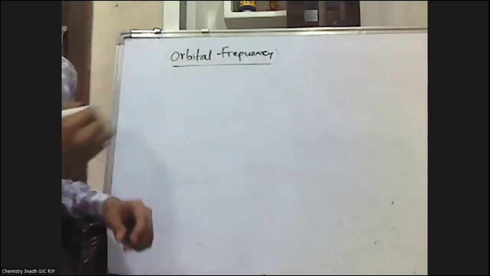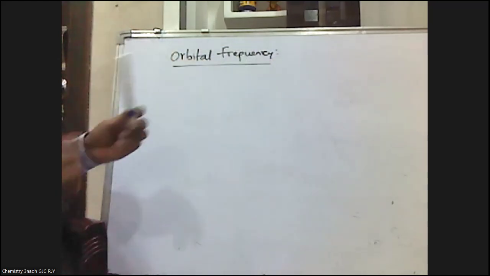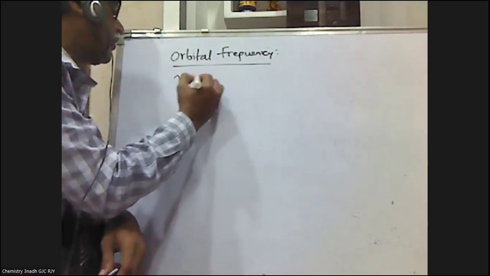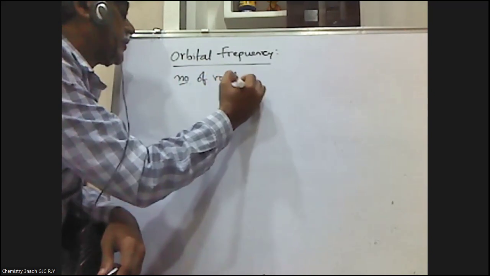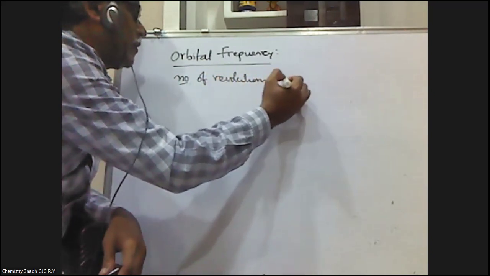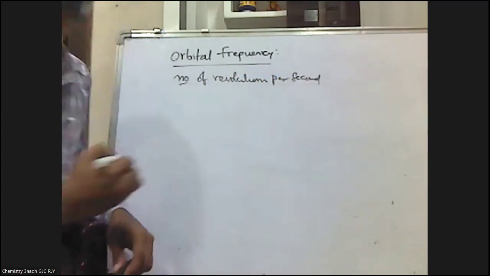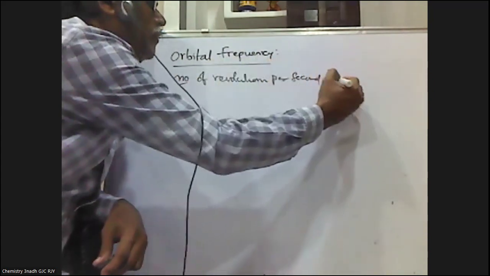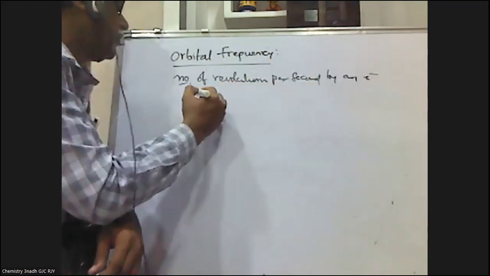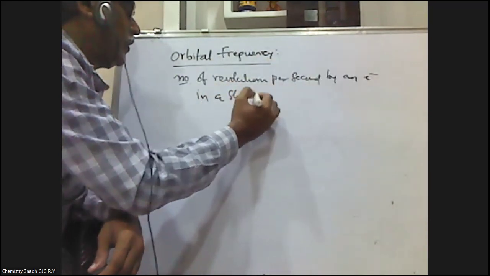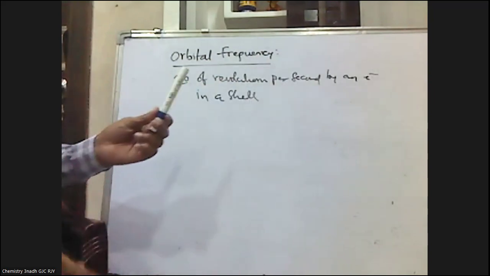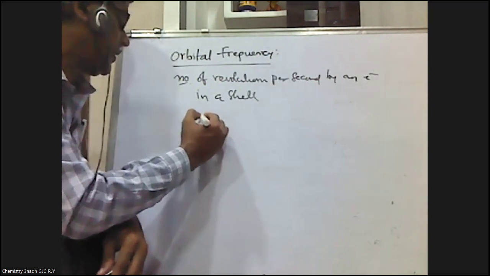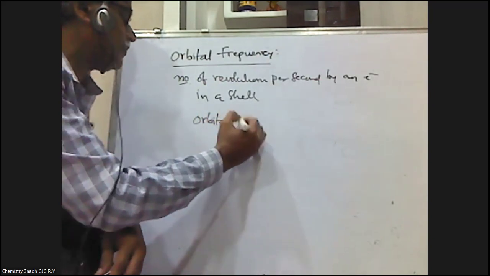Orbital frequency is the number of revolutions per second. The number of revolutions per second by an electron in a shell is called orbital frequency.